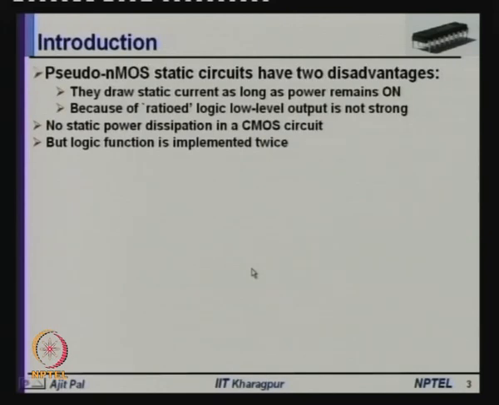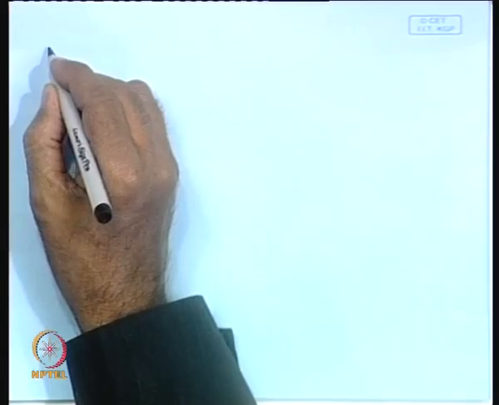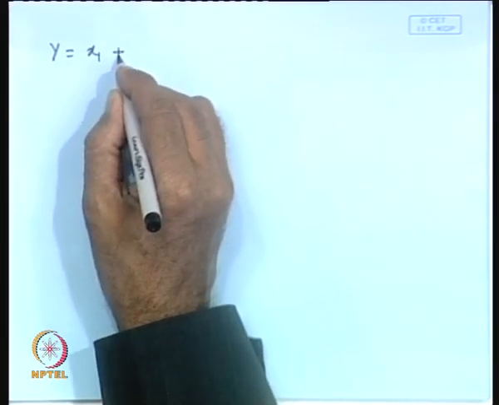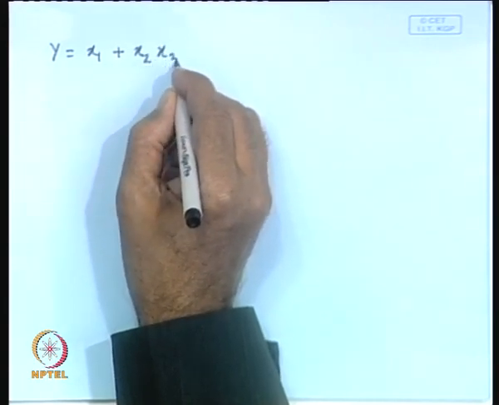Coming to the introduction, we have seen that pseudo NMOS static circuits have two disadvantages. They draw static current as long as power remains on, and because of ratioed logic, the low level output is not strong. On the other hand, there is no static power dissipation in CMOS circuits, but the logic function is implemented twice. Let me consider a very simple function. Say you have to realize y is equal to x1 plus x2 x3.